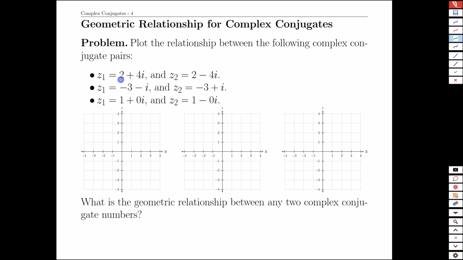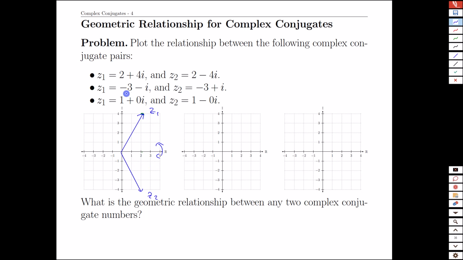So, three quick examples. 2 plus 4i is up here. We would typically draw that as a vector like so, or as a point, whichever way you want to think of it, and that would be z1. And its complex conjugate partner would be 2 minus 4i, and lo and behold, it has the same real component, but the imaginary component is flipped. So the geometric consequence of that is that we reflected it across the real axis here.